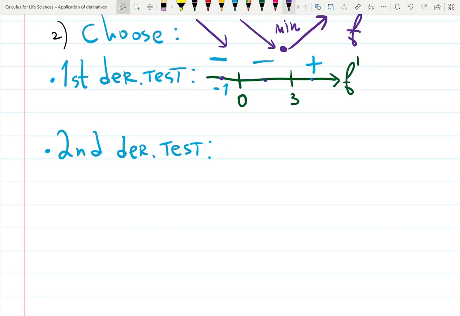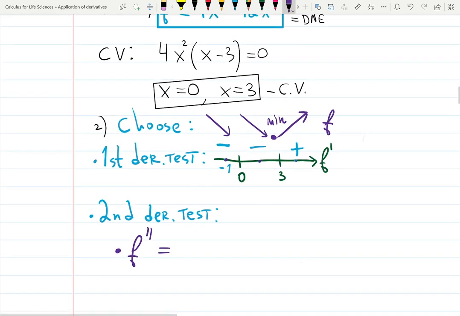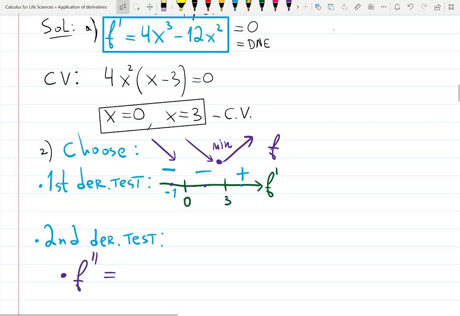Second derivative test, we're gonna do it for the first time right now. We don't even need a sign line. We just need to find a second derivative. And since it's a polynomial function, look at the box. It's very easy. 4x cubed gives me 12x squared, and minus 12x squared gives me 24x. Done. So I just need to find the second derivative.